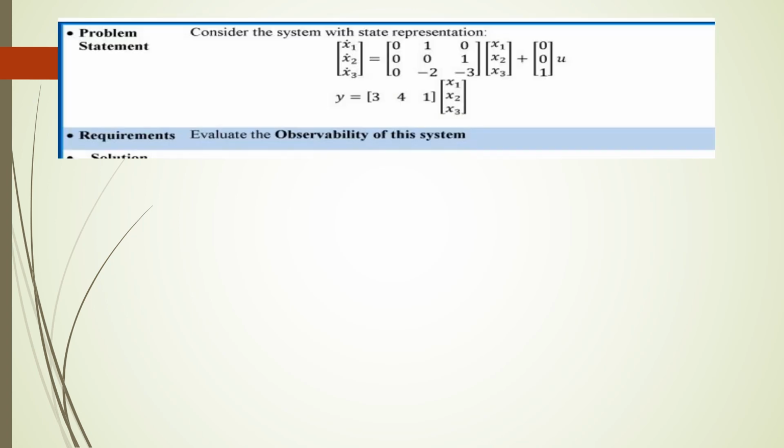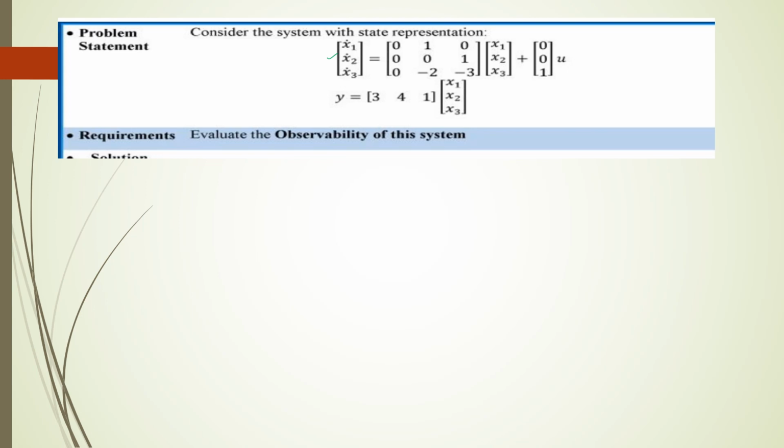Now we are going to see how to solve the problem for observability. So this is a problem statement. Consider the system with a state representation. Here they have given you the state variables and then the matrix with x plus the matrix with u. And also y is equal to the matrix with x1, x2 and x3. The requirement is to evaluate the observability of this system. So we are going to follow Kalman's test here.